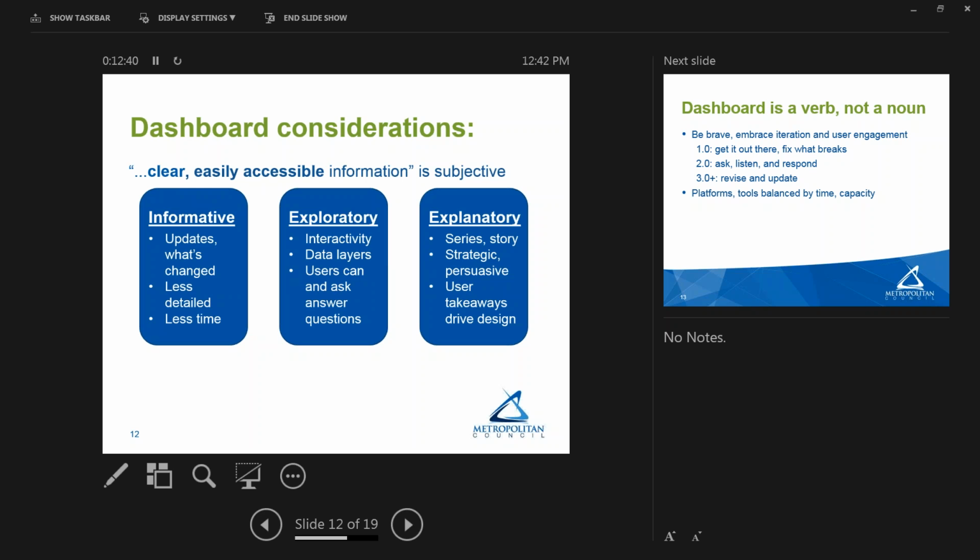Exploratory, my personal favorite, where there's a lot of interactivity or ability to ask and answer questions that you have by playing around with the data and the features that are available through the dashboard. And then explanatory is a little bit more persuasive or strategic. It's meant to explain what something is about, and the user takeaways really drive the design. You're going to be really thinking about the messaging of like your title and your labels and what information you show.